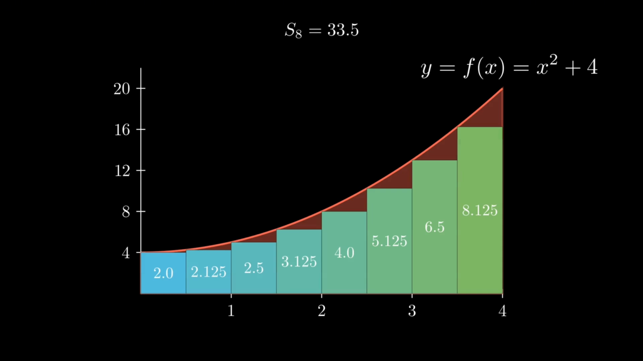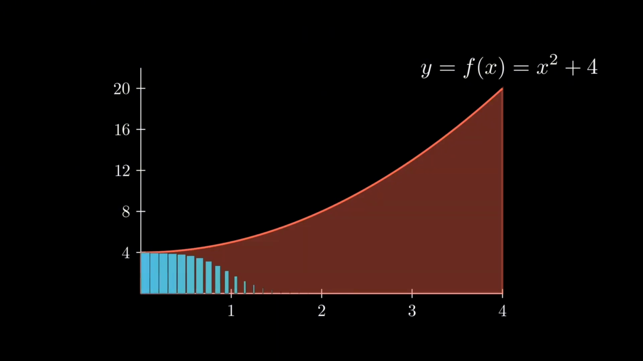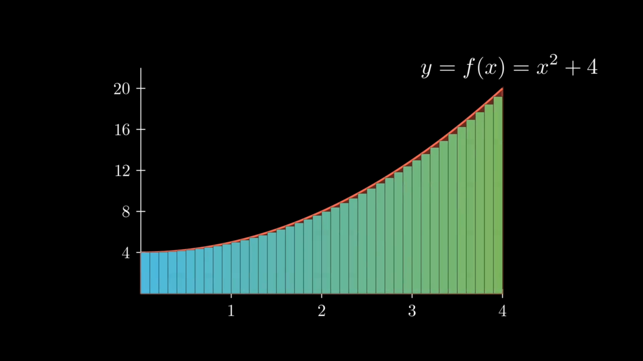As we use more rectangles, our approximation becomes more accurate. Let's increase the number of rectangles to 40. With each rectangle now having a width of 0.1, our approximation becomes more refined. When we calculate and sum all 40 rectangles, we get S40 approximately 36.54. Notice how this value is getting closer to the exact area.